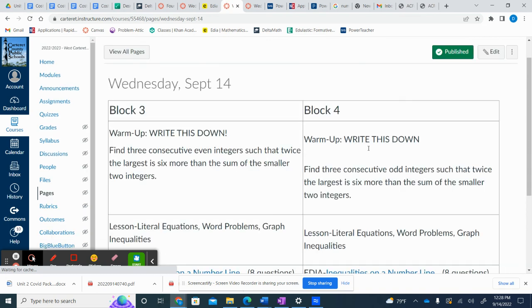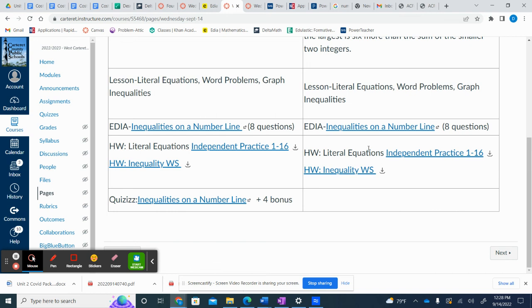I love that. So you have those 2 pages of your worksheet, the literal equations and the inequality, and you have the 8 questions about inequalities on a number line through EDIA.